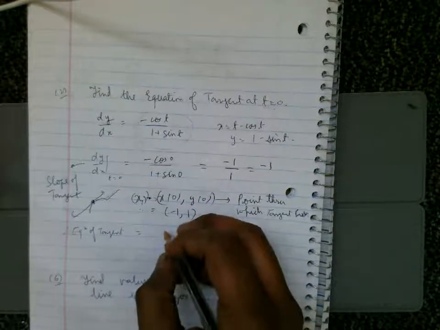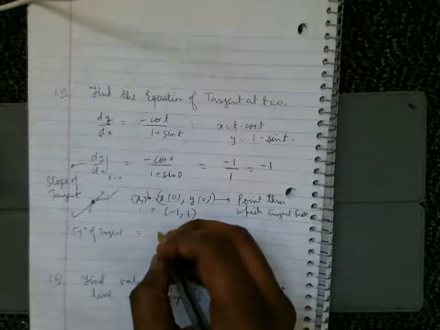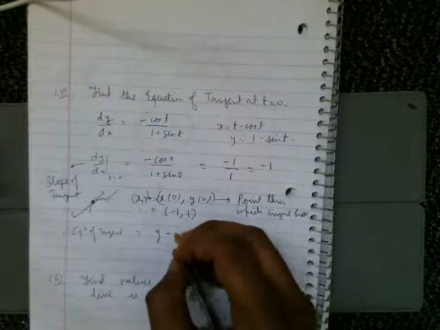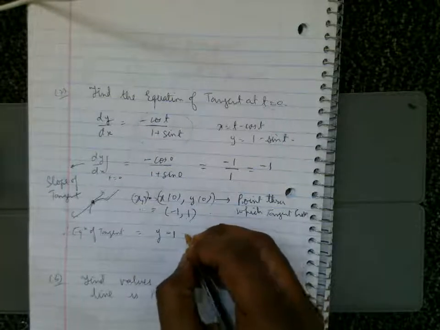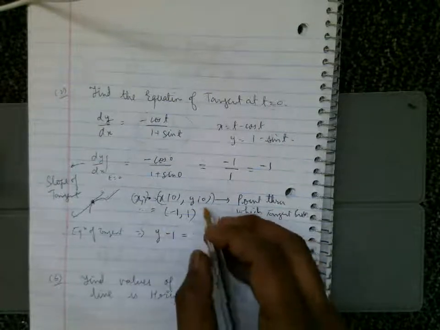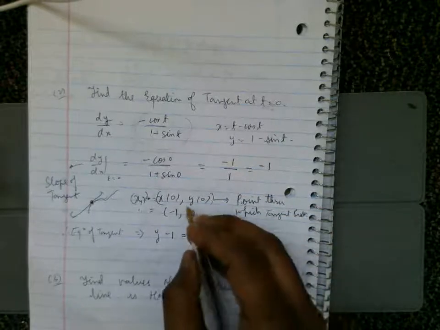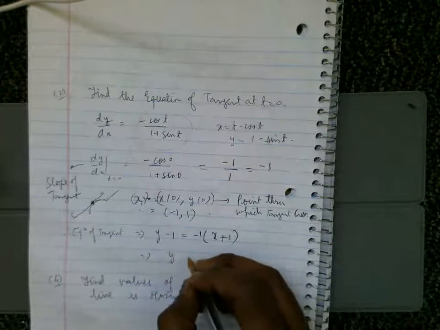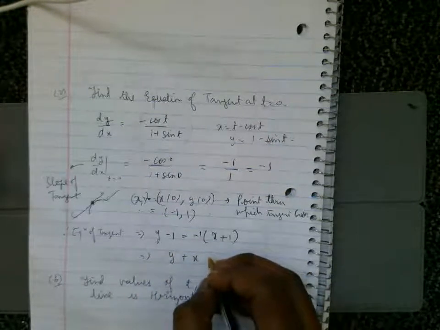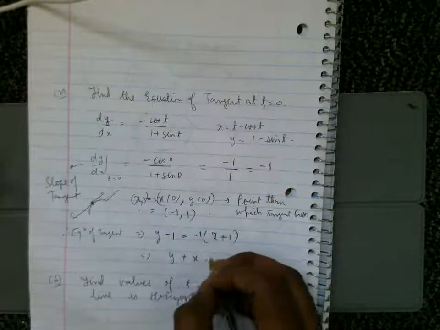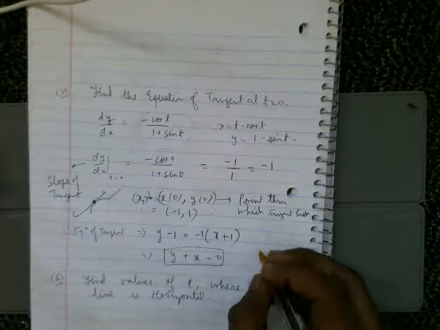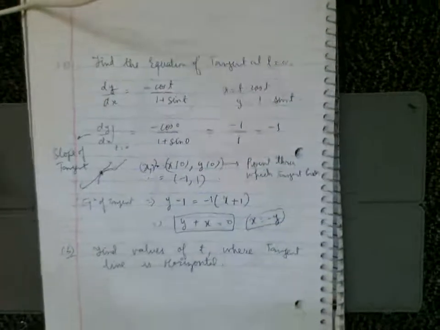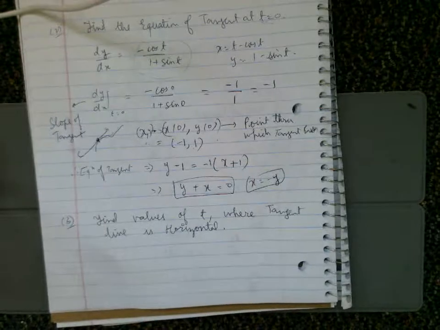So therefore the equation of tangent is y minus y of 0, which is 1, is equal to the slope of the tangent times x plus 1. So therefore this is y plus x, and minus 1 will cancel out, is equal to 0. So x is equal to minus y is the equation of the tangent.